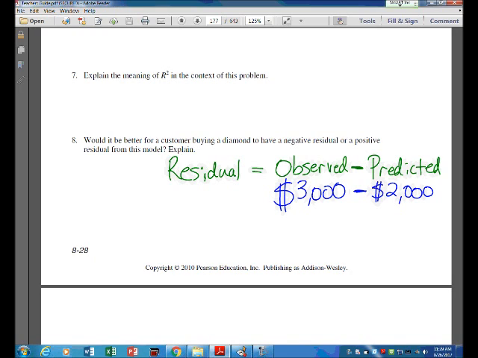So a negative residual where I pay $3,000, but the model thinks I should have paid $4,000, that would be good for me as the customer, because if I only pay $3,000, but the model thinks I should have paid $4,000, that means in theory I'm getting a deal compared to what the model expects me to have paid. All right? So again, I'm sorry if I'm going fast.